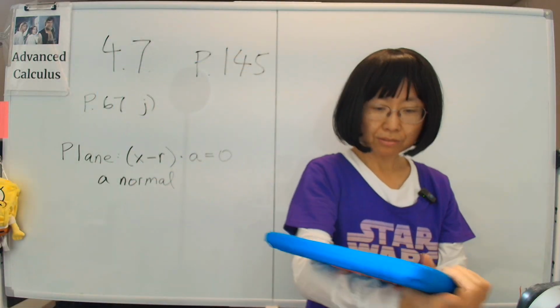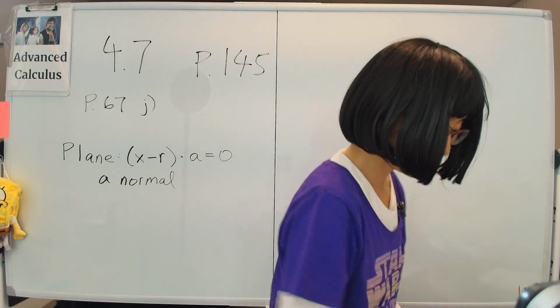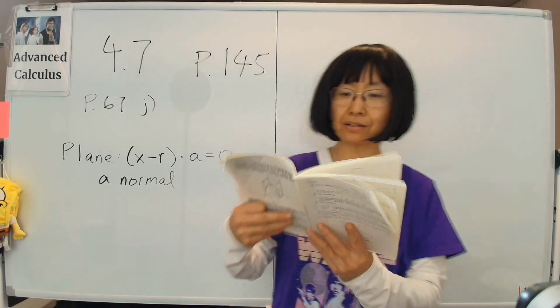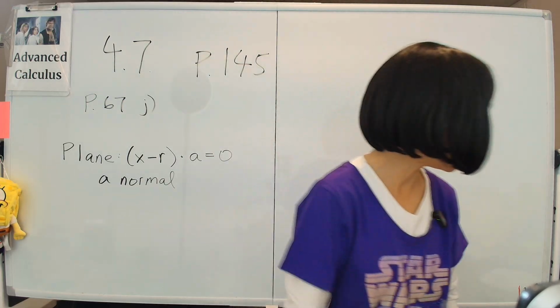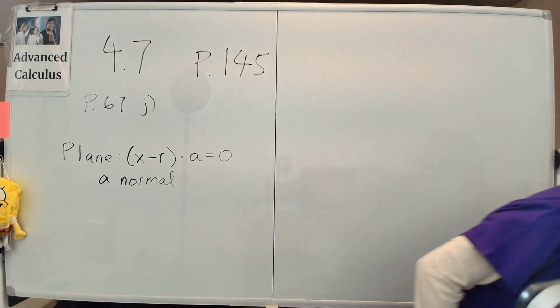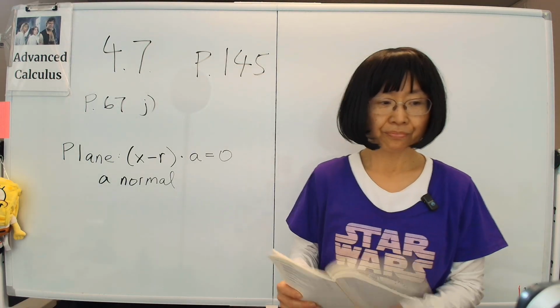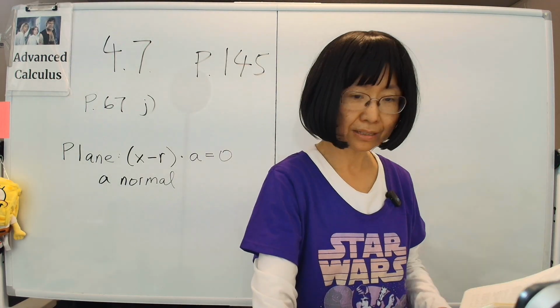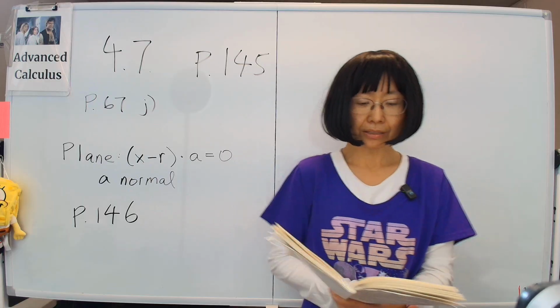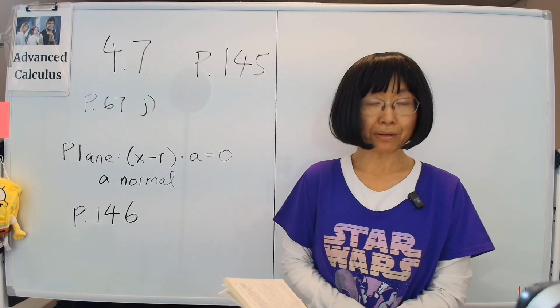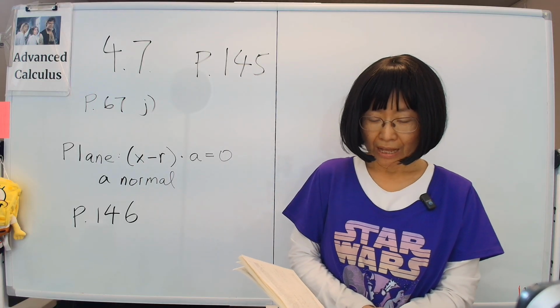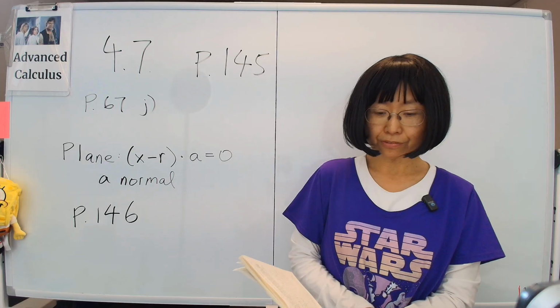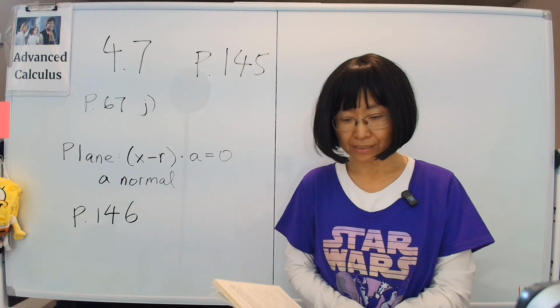All right, with that, we should be able to start talking about theorem 7 on our current page, which is page 146. Now, let's read the hypothesis of theorem 7. We have the family of surfaces, okay?